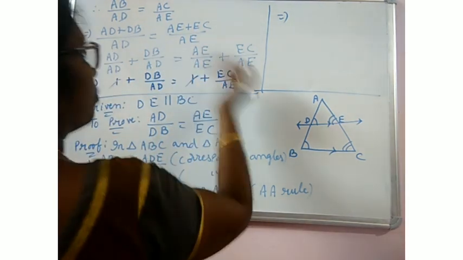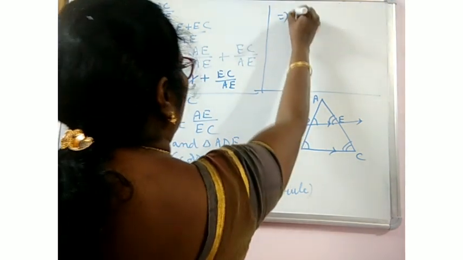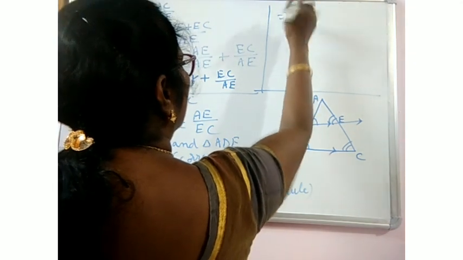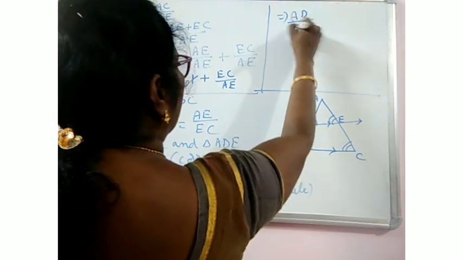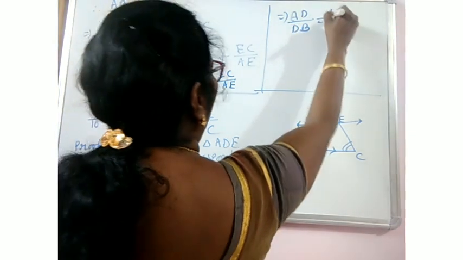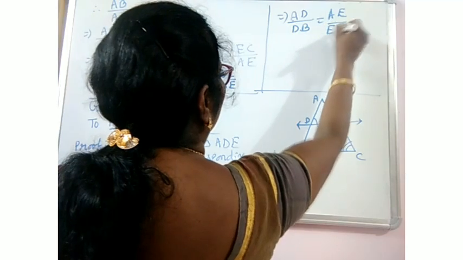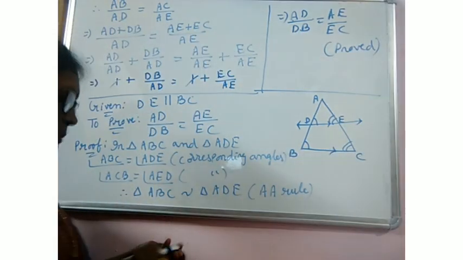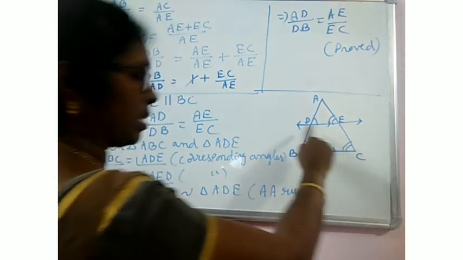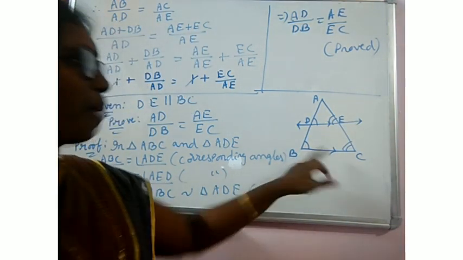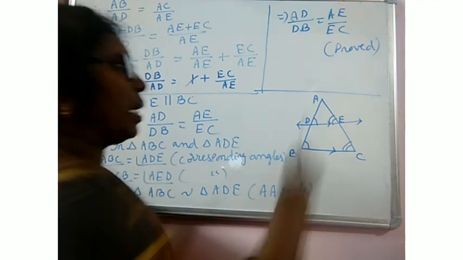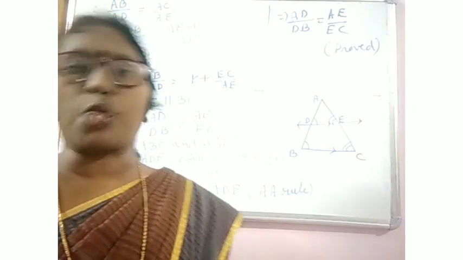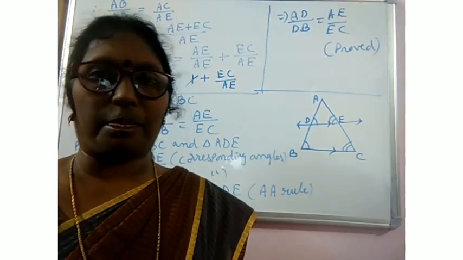So let us write the reciprocal of both the sides. You will get AD by DB is equal to AE by EC. So that is what we have proved. That means if a line is drawn parallel to one side of a triangle, it divides the other two sides in the same ratio. That is your basic proportionality theorem.